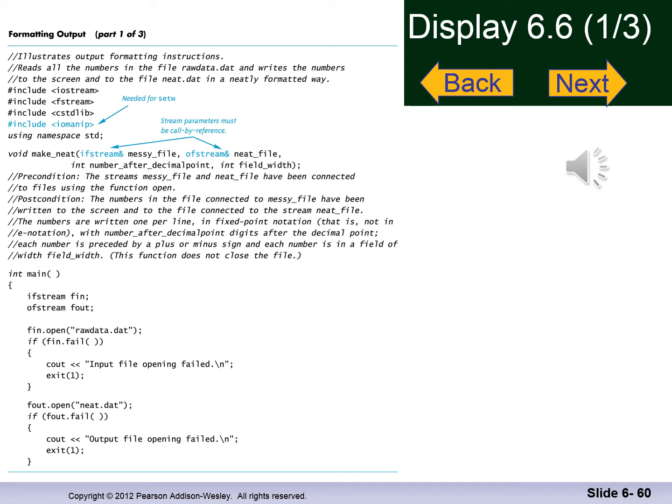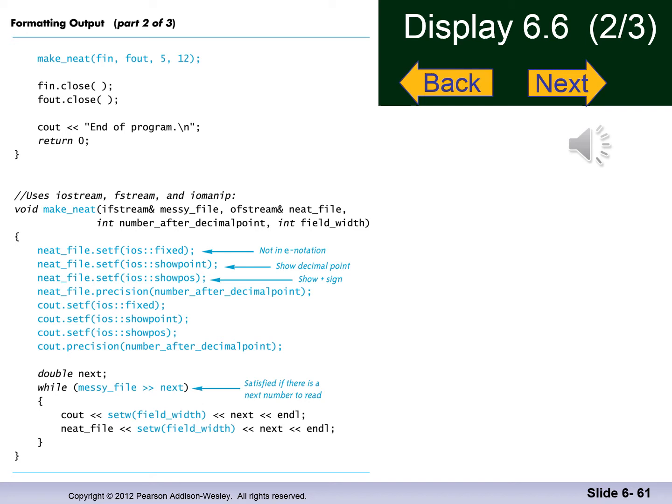This slide shows details on the function that does the work, makeNeat. And it passes call by reference an ifstream object, the formal parameter name is messyFile, and an output file stream object passed call by reference, formal parameter name is neatFile, and then an integer, the number after the decimal place, and an integer for the total field width. So this will set the number of decimal places and the total field width. And if you notice at the top of the slide, there is the call to makeNeat, and it passes fin, which is the input file stream object, fout, five decimal places, and a total field width of 12.